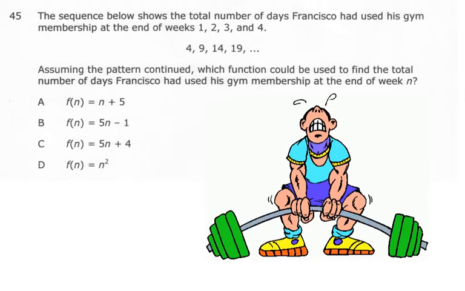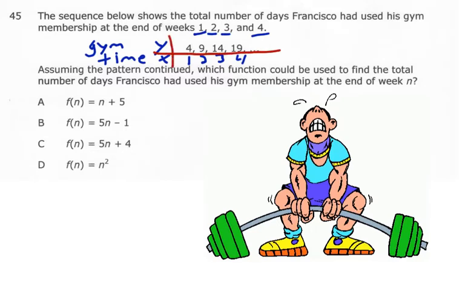Alright, well, I know that this is week 1, 2, 3, and 4. And I know that that represents, since it's time, time represents my x-axis. So 1, 2, 3, and 4. And I know that the gym trips that he's made is going to be my y. So really I just have a table here, don't I?